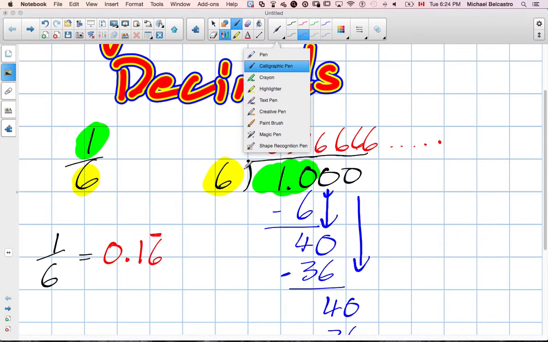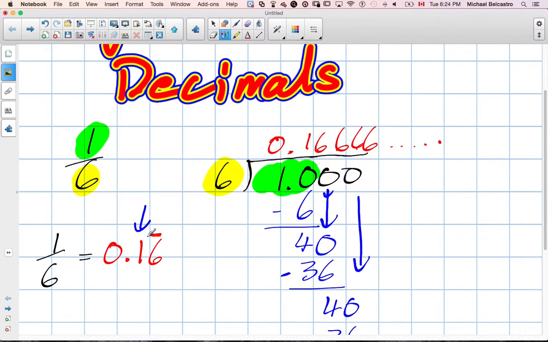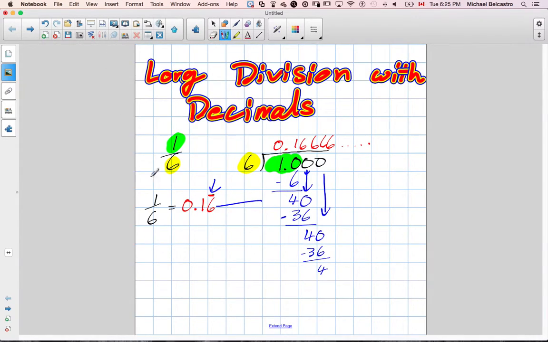And I didn't include the bar above the 1 because the 1 is not a repeating value. The only repeating value is the 6, so I put the bar over the 6, and what that means to anybody reading this is I need to extend this 6 forever. I don't really need to do that anymore, so these will all disappear. I just have to make sure I include that bar to represent it. So we've now expressed this fraction as a decimal, and we used long division with decimals to do it.